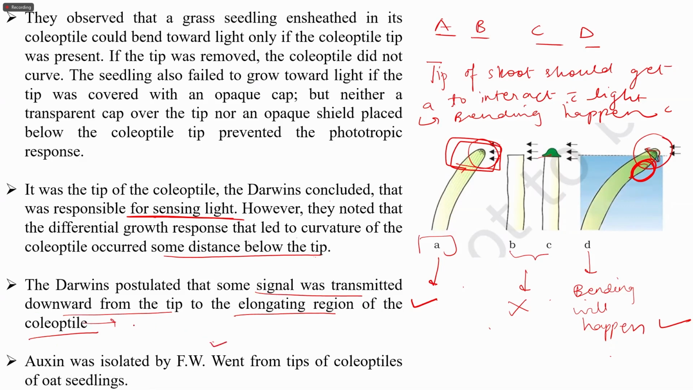So this signal was actually the auxin, the plant growth regulator, and it was isolated by F.W. Went from the tips of the coleoptiles of the oat seedling. So this is important: the auxin was isolated by F.W. Went from the oat seedling.